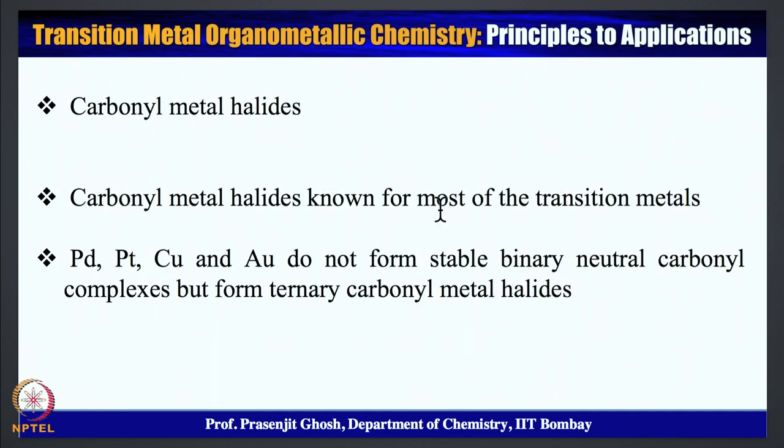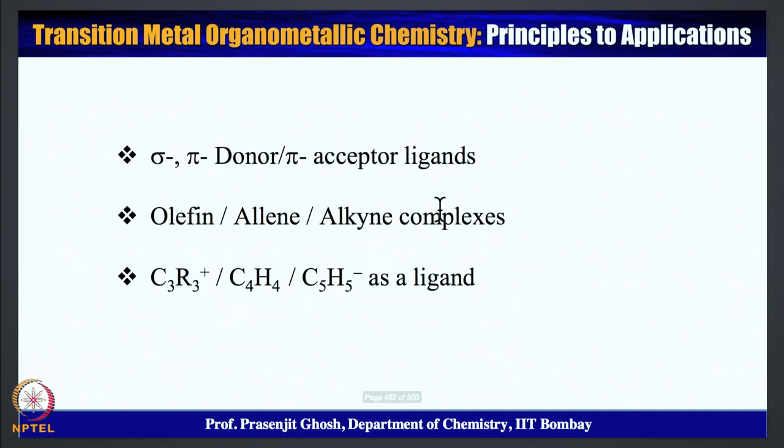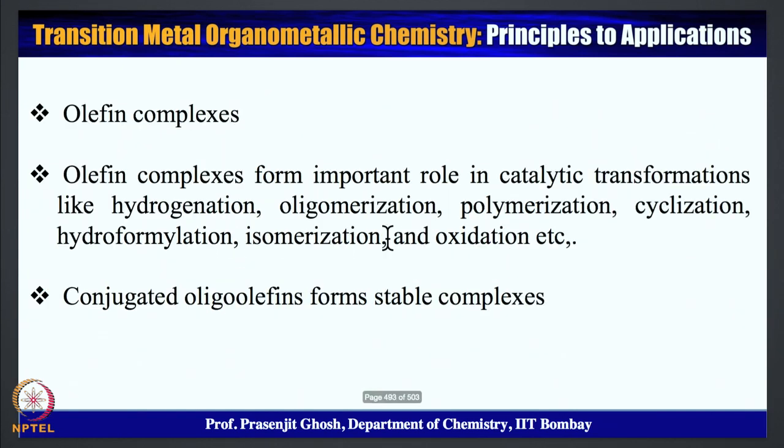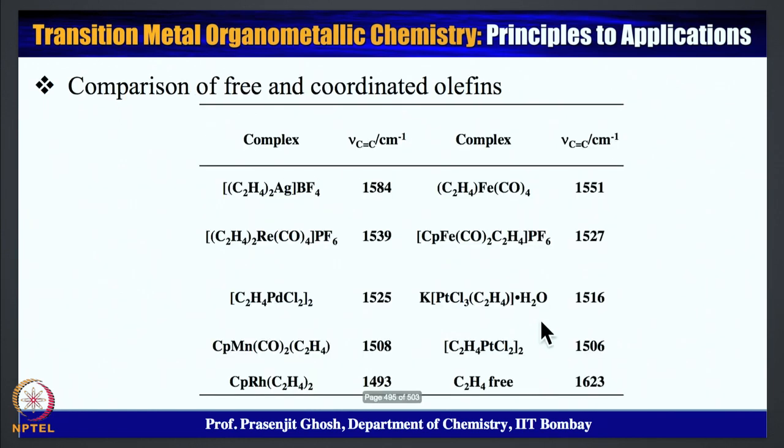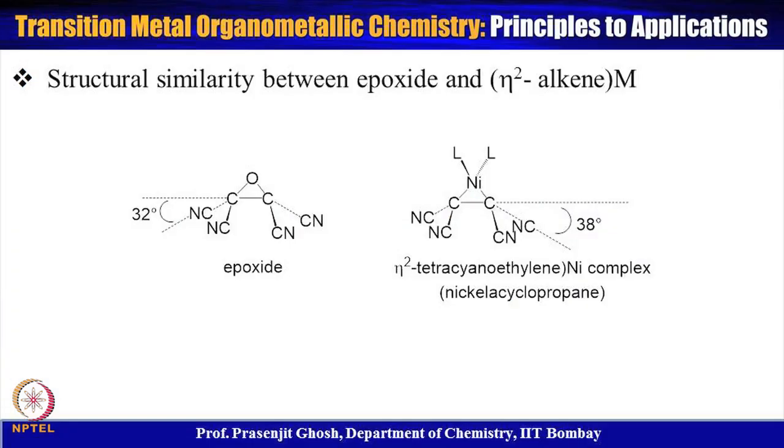We have looked into carbonyl metal halides following the metal hydrides, and then into various kinds of sigma donor pi acceptor ligands, particularly the olefin and alkyne complexes. The olefin complexes are important, particularly with respect to catalysis, and we have looked into the type of bonding they display, say the sigma donation and the pi back donation, particularly with respect to the Dewar-Chatt-Duncanson model, and that can be rationalized with respect to the infrared C=C stretching frequencies observed for these complexes.